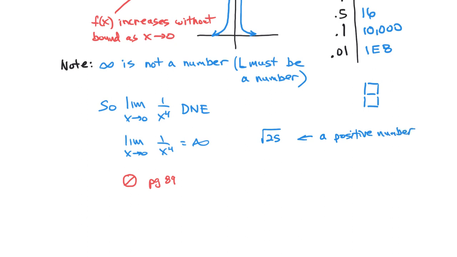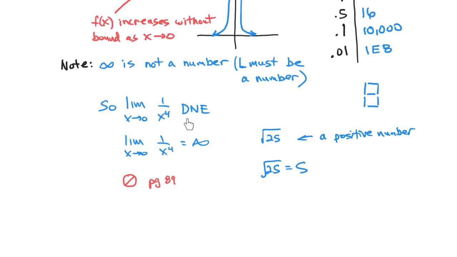Maybe they're talking about the principal square root or the positive square root, and you're like, well, that's true. That is true. The answer to this is going to be a positive number, but there's a better answer. A better answer is to say the square root of 25 equals 5, right? So, yeah, this is true, but this is better.